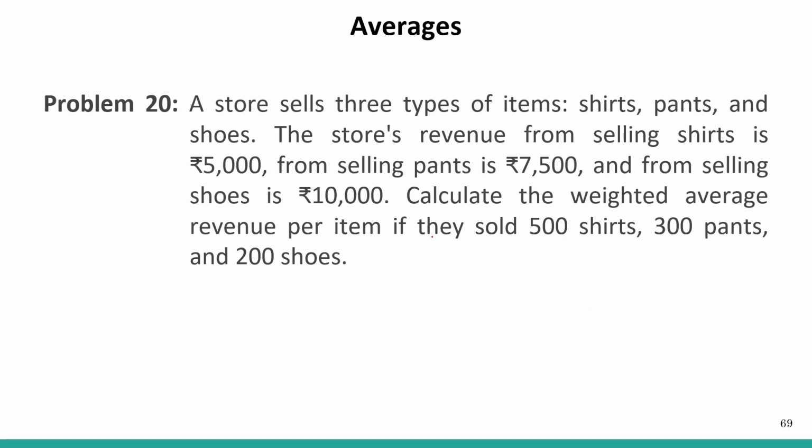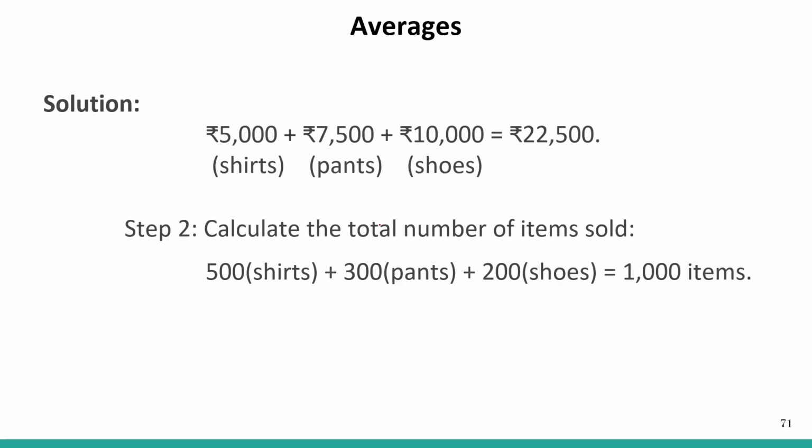So let's see problem number 20. A store sells 3 types of items: shirt, pant and shoe. The store's revenue from selling shirts is 5,000, from selling pants is 7,500 rupees, and from selling shoes is 10,000 rupees. Calculate the weighted average revenue per item, if they sold 500 shirts, 300 pants and 200 shoes.